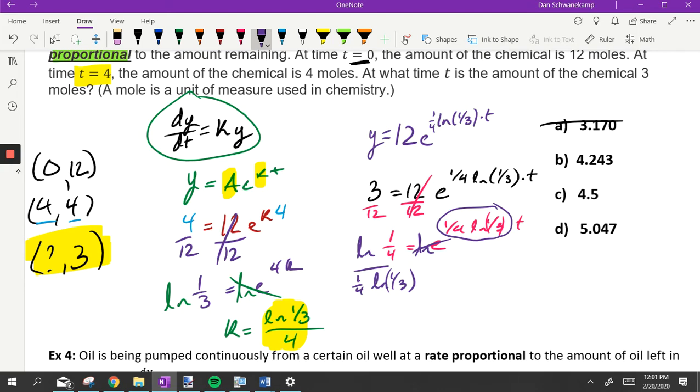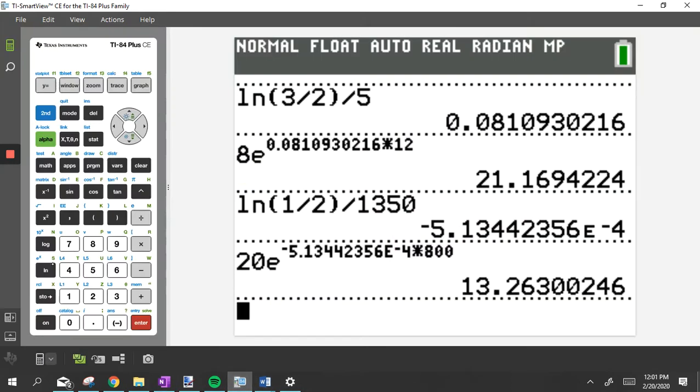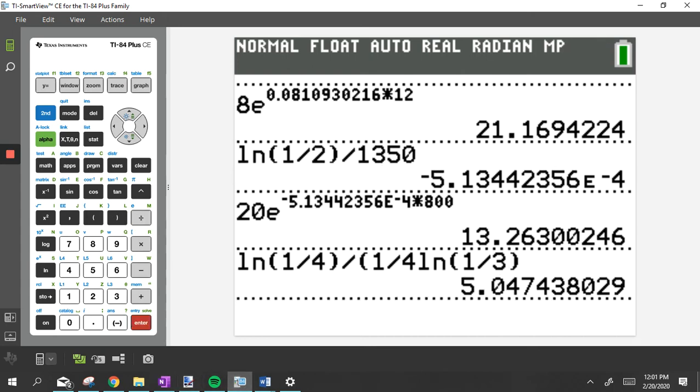All right, but in my calculator, you are taking the natural log of 1/4 divided by 1/4 natural log of 1/3. I got to be careful how I type that in. Divided by 1/4 natural log of 1/3. I type it all in. I hit enter. I get an answer.